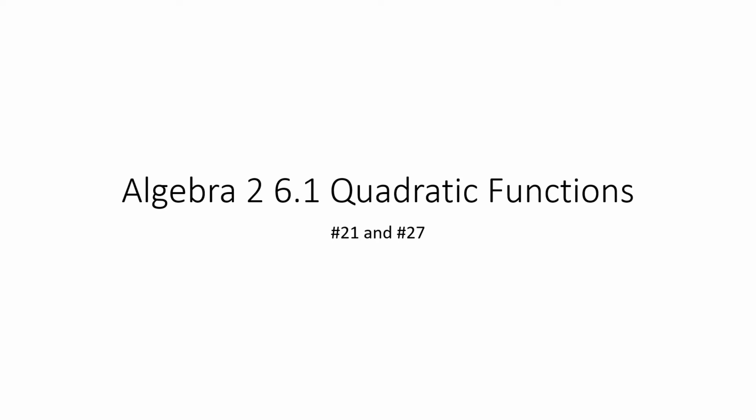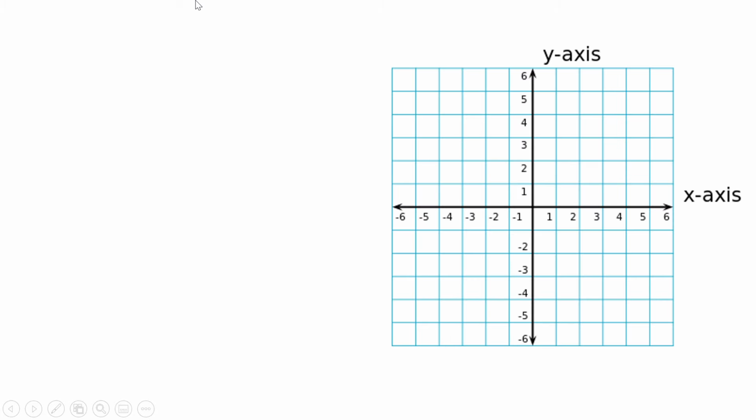Hello class, I am working out of your Algebra 2 book, 6.1 Quadratic Functions. In a little while we will do number 21 and 27 out of your actual assignment. Before we start, let's look at some basics of a parabola.